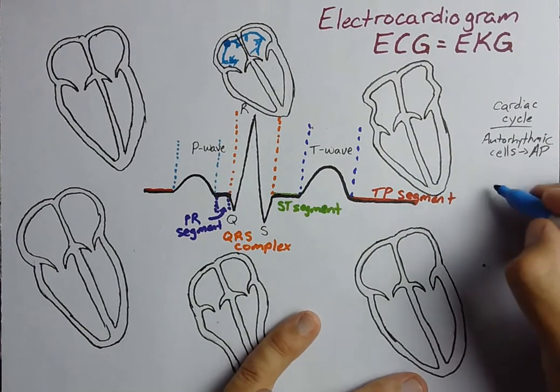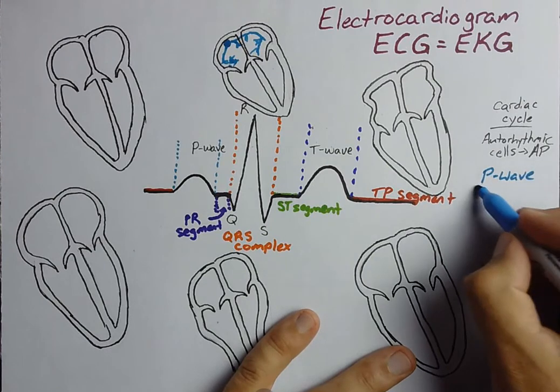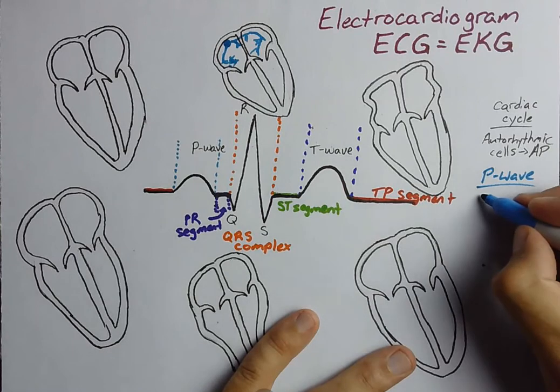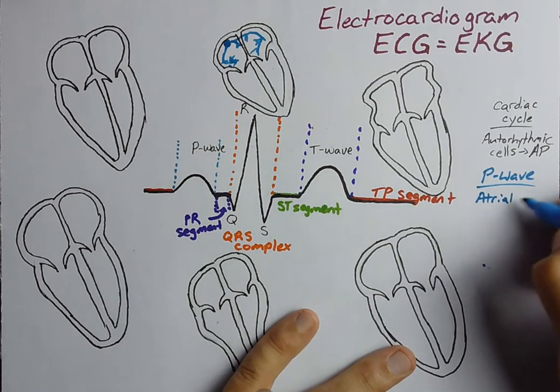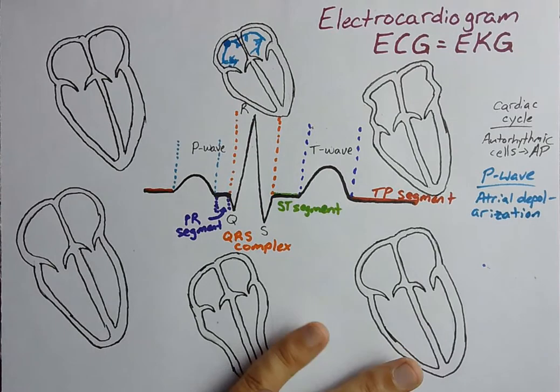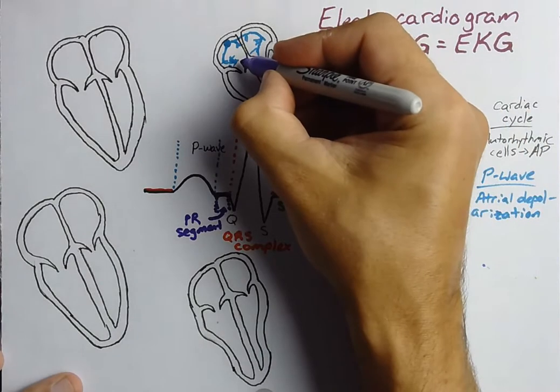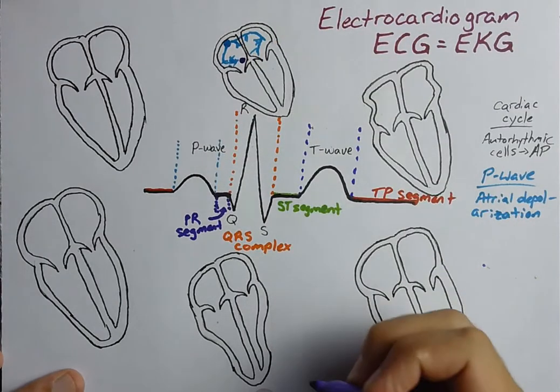The P wave is a representation of atrial depolarization. Running out of room. Let's just wrap it around here because why not, right? So the P wave is a representation of atrial depolarization. Well, where does the current go from there?